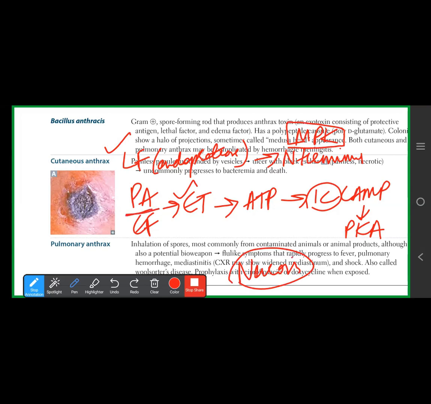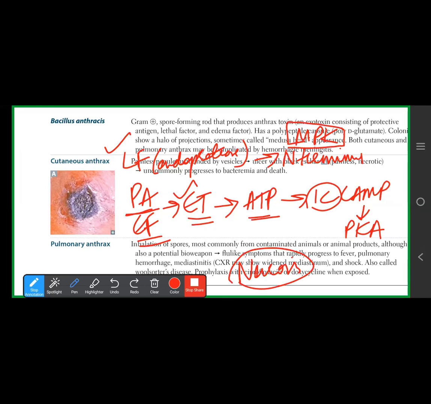Because of the protective antigen A, PA, and your edema factor EF, which is forming your edema toxin ET, that's converting your ATP into intracellular cAMP, which is causing activation of protein kinase A. But the lethal factor is acting as an endoprotease, and it's removing the N terminus of the mitogen activated protein kinases. So together, both your lethal factor and the edema toxin are causing necrosis of your cells.